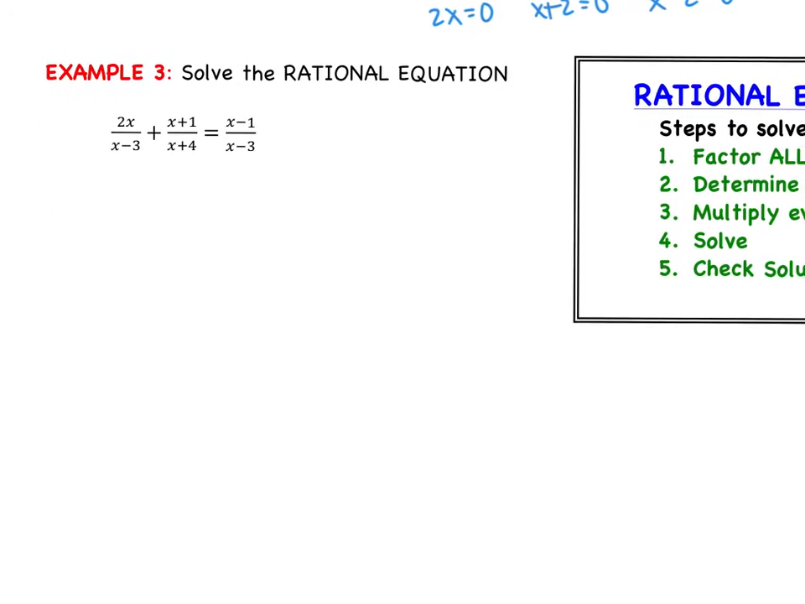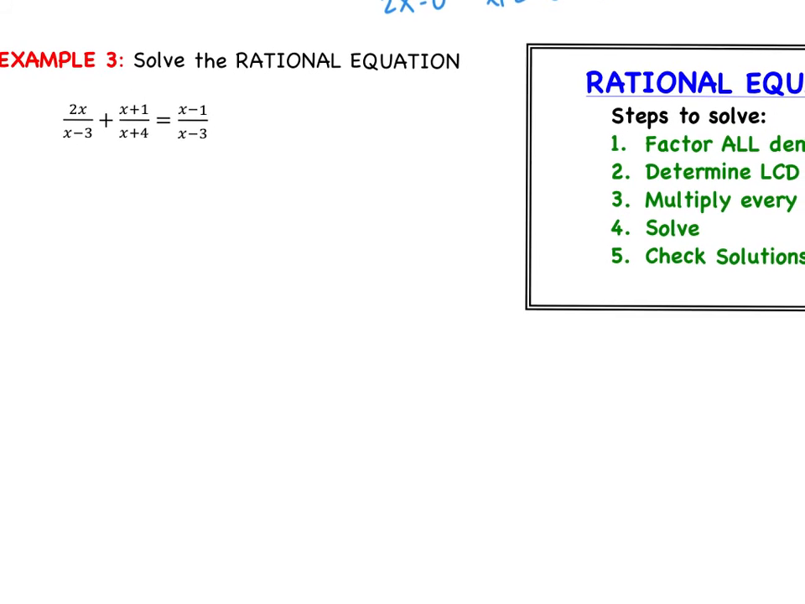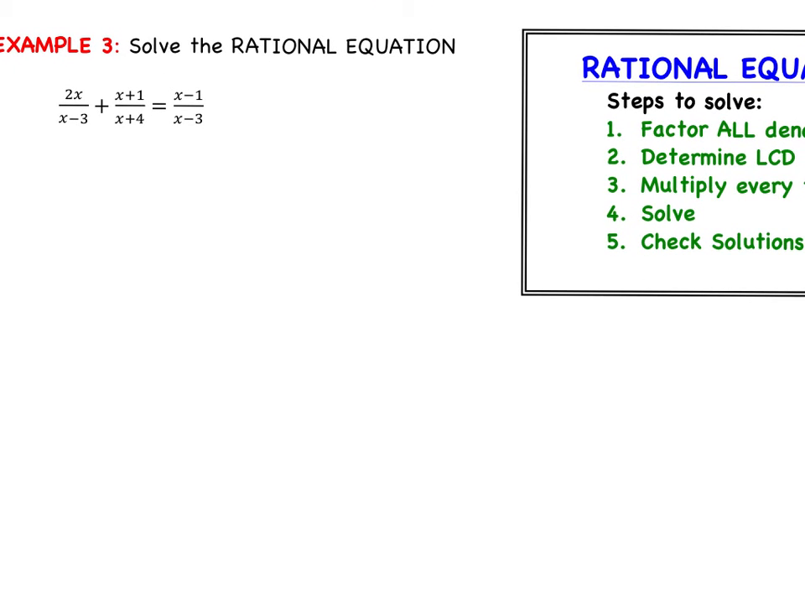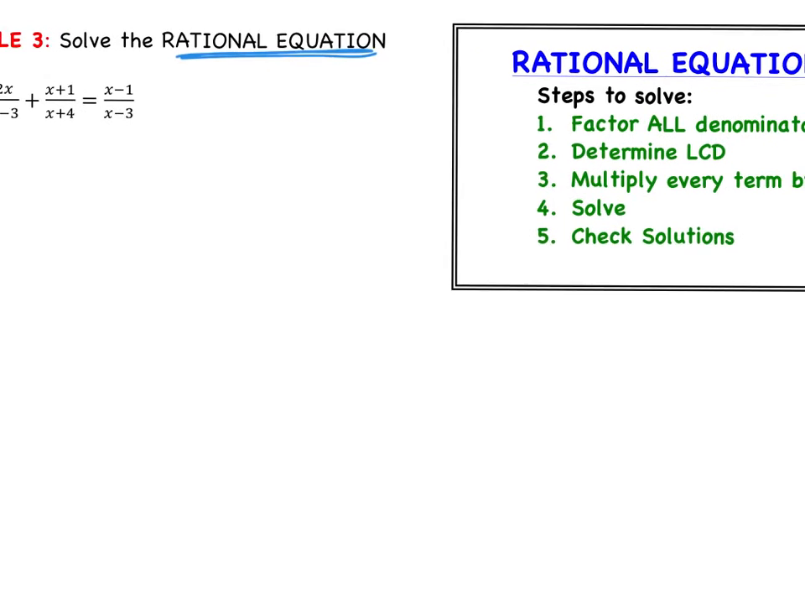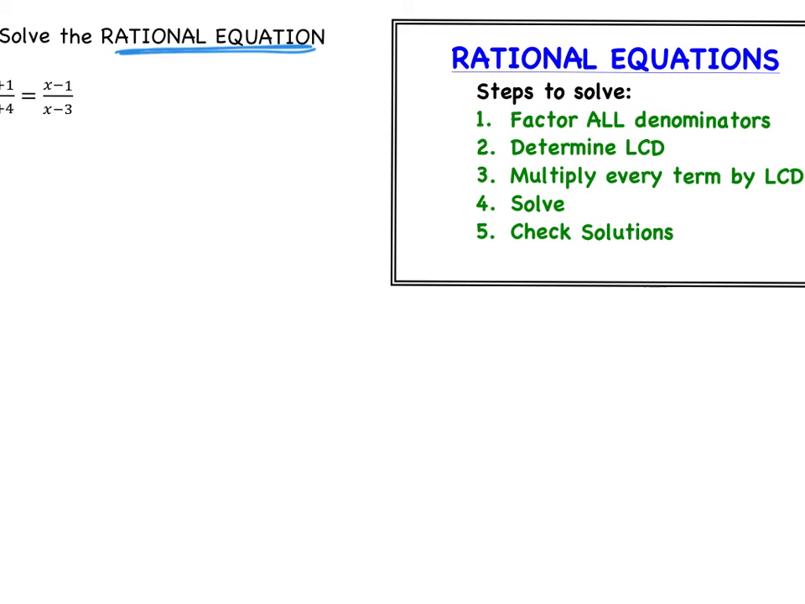Example 3 is a little bit longer, that's why I want to make sure that we get to it. Example 3, you are solving the rational equation. That just means that it has fractions. Okay, here's your basic idea. You're going to factor all the denominators if you need to. Then you're going to multiply every term by the lowest common denominator and solve. You have to check your solutions, and I will show you what that means.